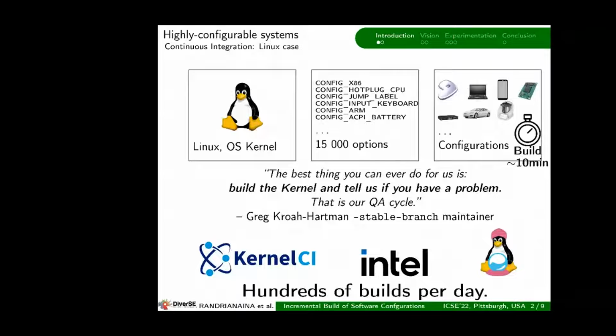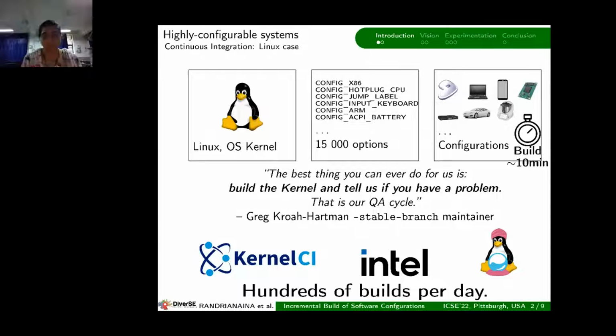And there are multiple infrastructures that build hundreds of kernels per day. It may be random configurations or a subset of fixed configurations. And if building the kernel takes about 10 minutes for some configurations for x86, for instance, it will take a week of CPU time to build 1,000 of them.